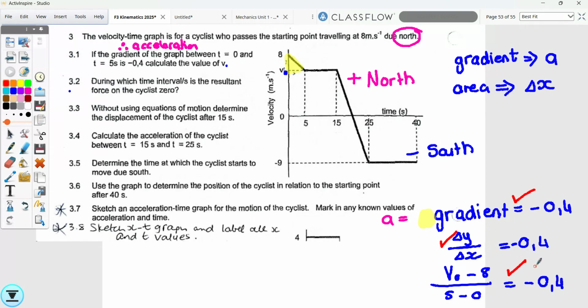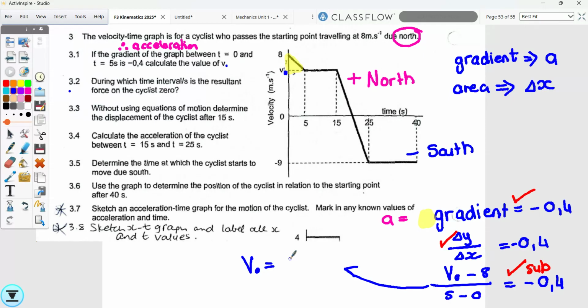1 mark for substitution. And then you only get 1 mark for the answer. So the maths from here to the answer that says V equals is only worth 1 mark. So your calculator job gets 1 mark only.